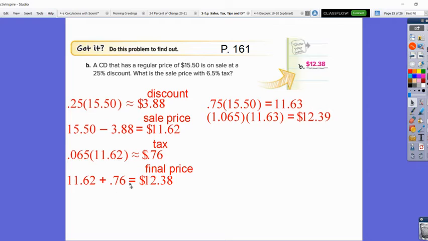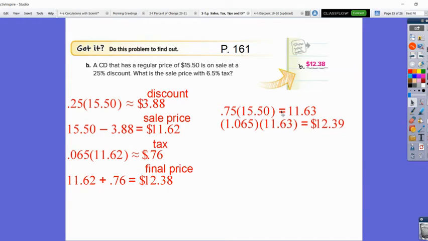$12.38 is what the book gets because they like method one. They like doing all these in separate steps. Okay, me personally, I like doing them in the quicker one step, but really you do need to be able to do this because if I asked you what the discount was or what the tax is, then you have to be able to do it by this method.